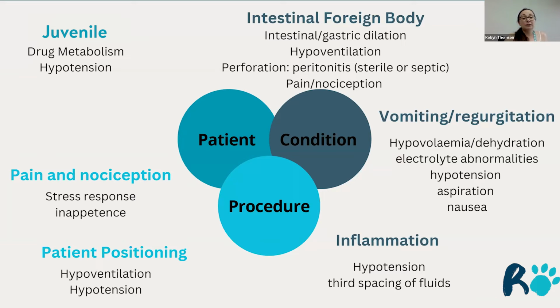So the procedure itself, well, it's a surgical procedure. Pain and nociception are all going to be considerations. And as I've said, it's going to potentially lead to stress response, and it can again increase the risk of inappetence, which is not going to be ideal in this patient. Positioning wise, we're going to be in dorsal recumbency, and that combined with potentially quite distended abdomen is going to massively increase the risk of hyperventilation.